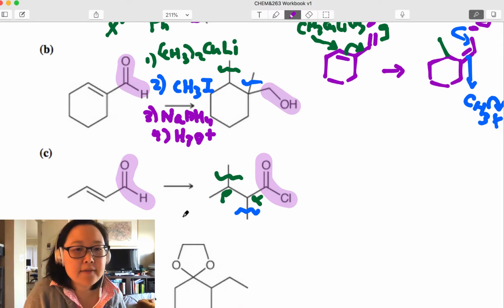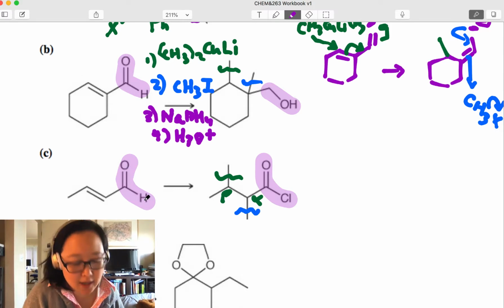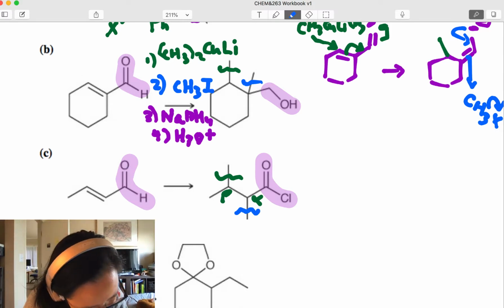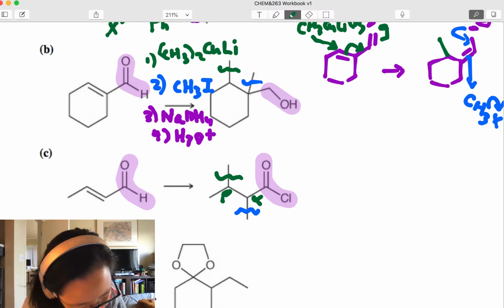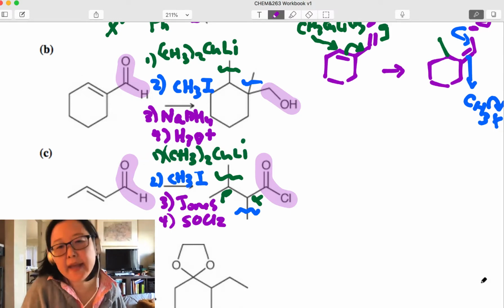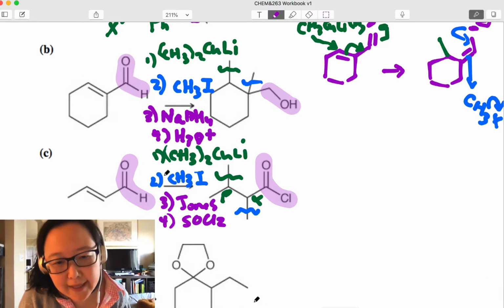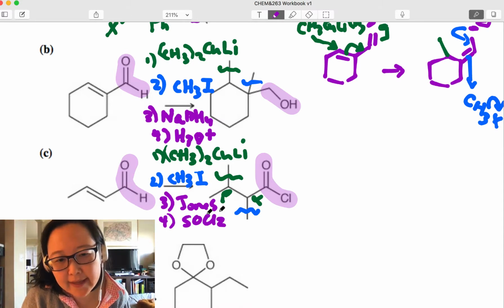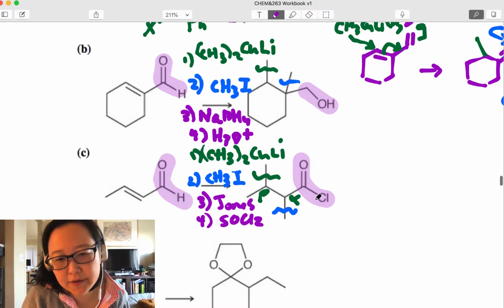And then for our final steps 3 and 4, we're going to oxidize this to a carboxylic acid. So steps 1 and 2 will be the same as above. And our third and fourth steps will be to oxidize this to a carboxylic acid, so OH group here, and then use thionyl chloride to get the chlorine on there.